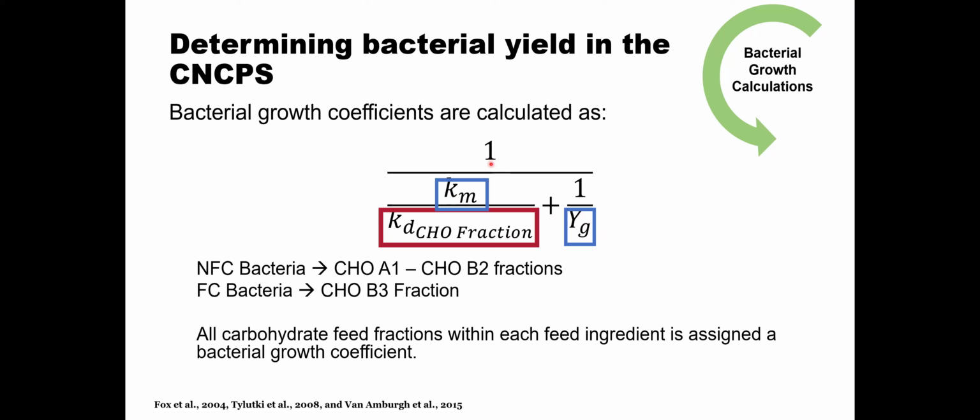So, the growth coefficients are 1 over the maintenance divided by the rate of digestion of the fraction plus 1 over the maximum growth rate, right? And this is applied to all the carbohydrates. And this is applied to each carbohydrate fraction within each feed ingredient. And that calculates the bacterial growth coefficient. And again, is truly affected by the passage rate. So, this is the basic structure of how we do all of this right now.